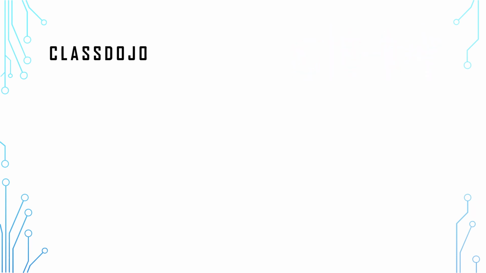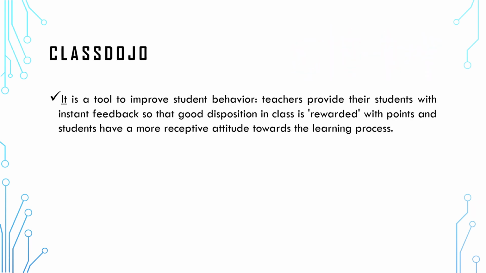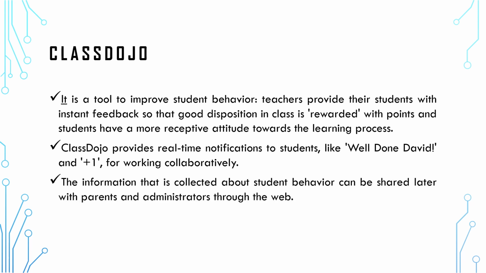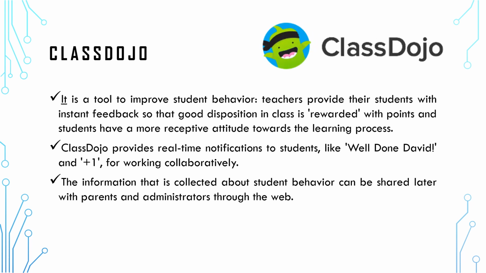Seventh is Class Dojo, which is a tool to improve student behavior. Teachers provide their students with instant feedback so that good disposition in class is rewarded with points, and students have a more receptive attitude towards the learning process. Class Dojo provides real-time notifications to students like "Well done, David" and +1 for working collaboratively.